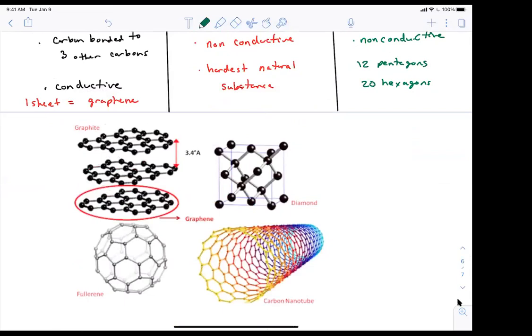Diamond on the right is tetrahedral, bonded to 4 other carbons. And then a carbon nanotube is essentially a fullerene, but expanded and lengthened with additional carbons, making hexagons and hexagons and hexagons. At the end of the nanotubes, if they want to enclose them, they would use pentagons to enclose the ends. Questions about that?